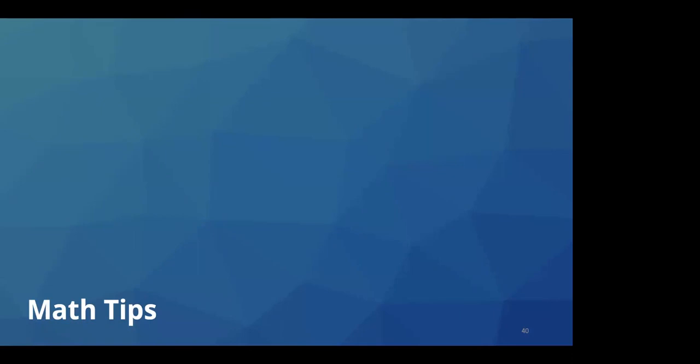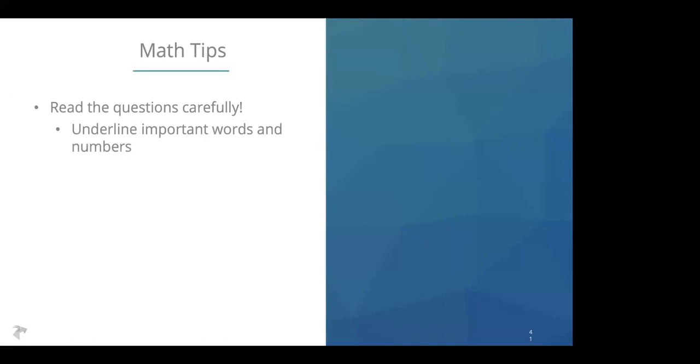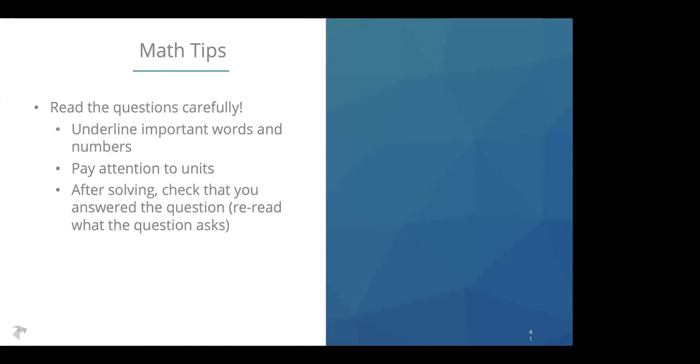Next, we'll go over some helpful tips for the two math sections, quantitative reasoning and mathematics achievement. There are several helpful tips and strategies for math questions. First, be sure to read the question carefully and underline important information. This includes words and numbers indicating the quantities, relationships, and calculations that you'll need to answer the question. After you solve the problem, check that you answered the given question. Look back at what the question was asking you to find and make sure this matches your answer. Also, don't forget to write down your work on your scratch paper.